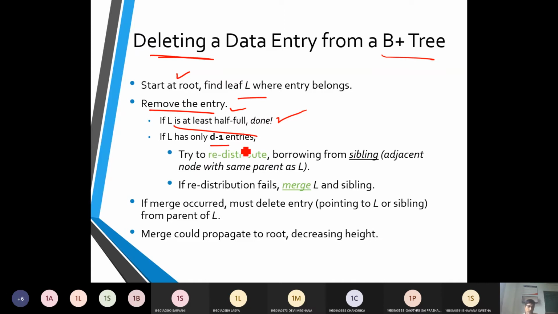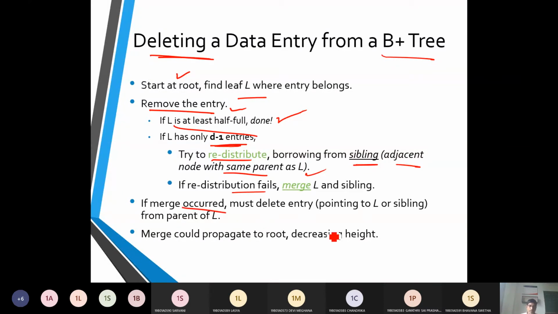But if it is less, the next thing we need to do is redistribute it. We need to borrow it from the sibling. We need to have an adjacent node of the same parent. So from where the parent node occurs, from that parent node only we are going to make a split mechanism. And again we will see that if the redistribution fails, then we will merge it with the other sibling. So this is how the delete of a data entry is going to be taken up.